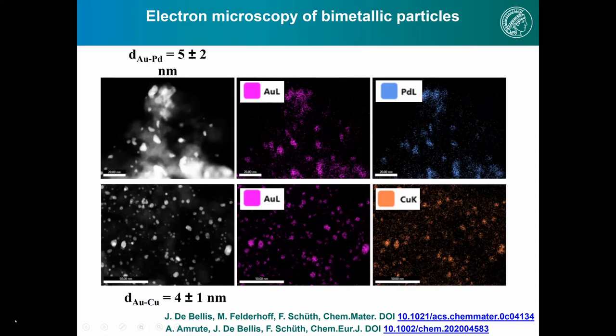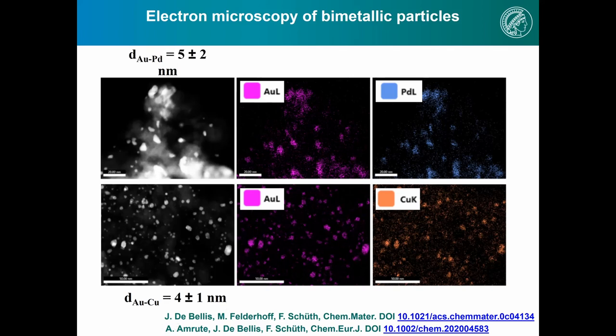And for another system, gold on copper oxide, no, I have to say this is magnesium oxide. Okay, that doesn't really matter. But the system was chosen so that we had good contrast in the electron microscope, and no overlapping peaks in the X-ray. So it's a model system. But as I said, by now we have done that for many other systems. Wherever there is gold, there is palladium. So you get alloy nanoparticles.